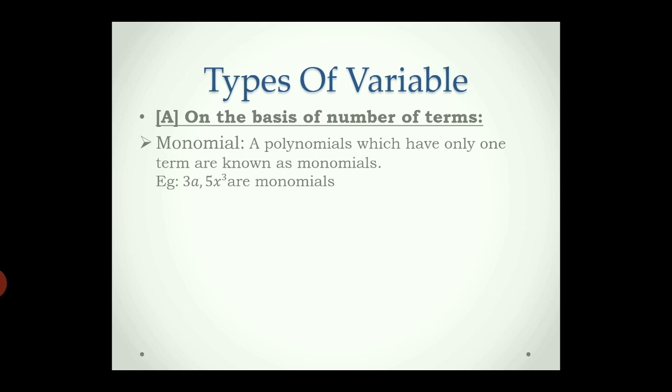The first is monomial. A polynomial which has only one term is known as a monomial. For example, 3a and 5x cube are monomials. As you can see, this polynomial includes only one term.